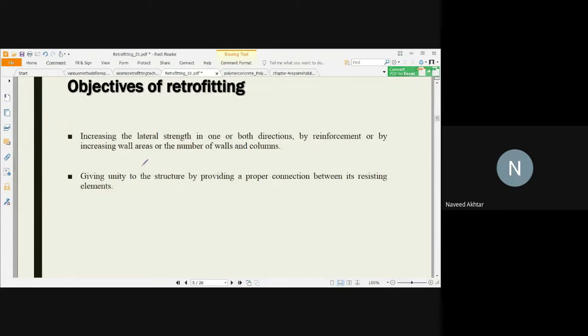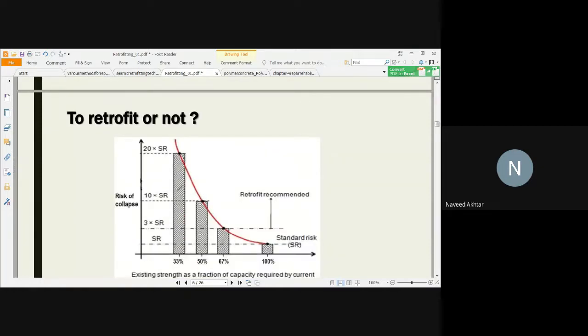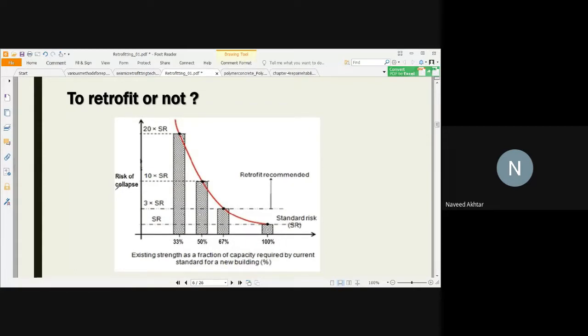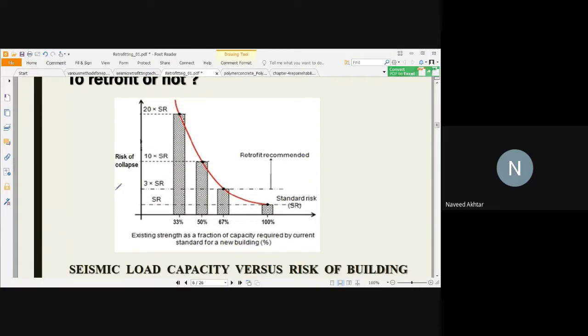The objective is increasing the lateral strength in one or both directions by reinforcement, by increasing the wall area and the column area, and giving unity to the structure by providing proper connections between the existing elements. These are the things. To retrofit or not to retrofit, these are some criteria: existing strength and the fraction of capacity required by current standards for a new building.